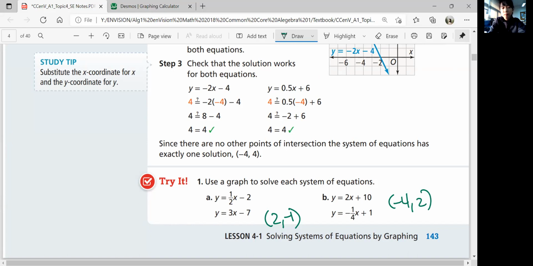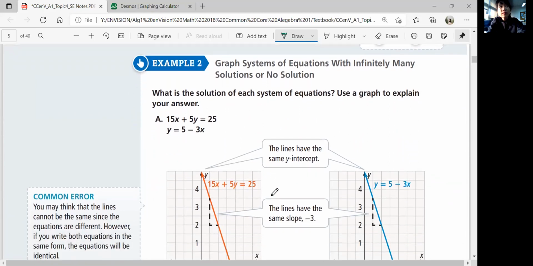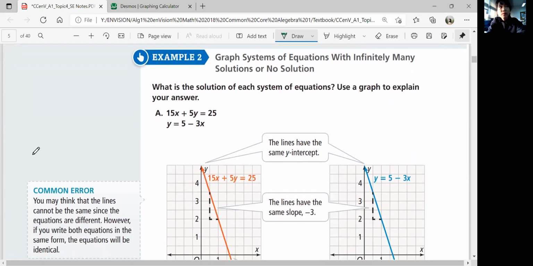Okay. So how does graphing the lines help solve the system of equations? The intersection point of the two lines can be determined from the graph, and that is your solution for the system of equations. Let's look at the next example, example 2. Graph systems of equations with infinitely many solutions or no solution.